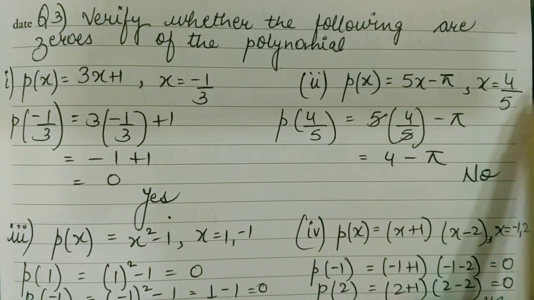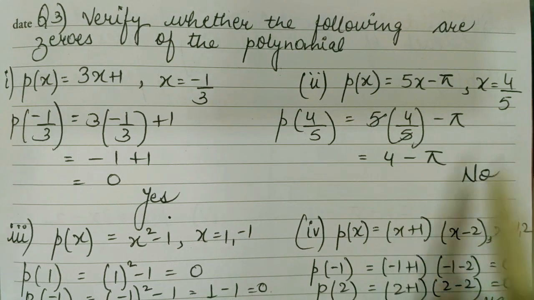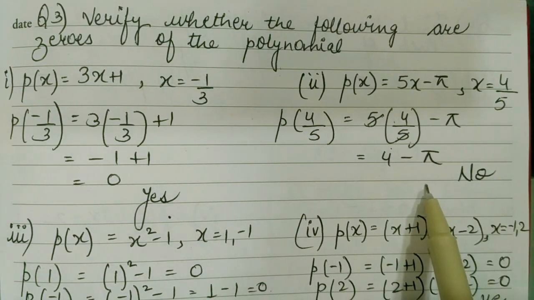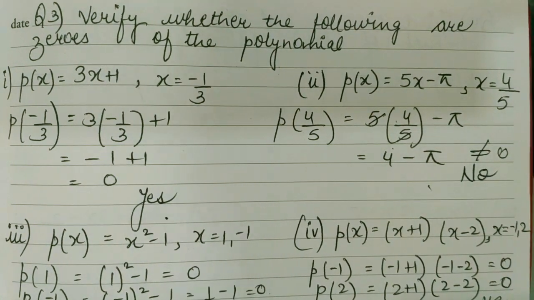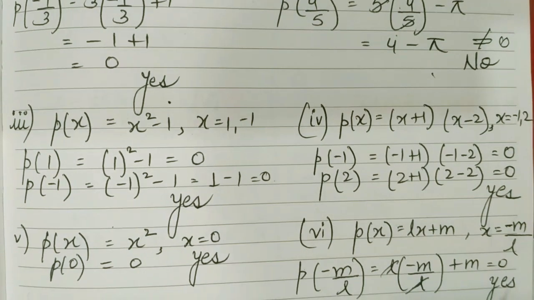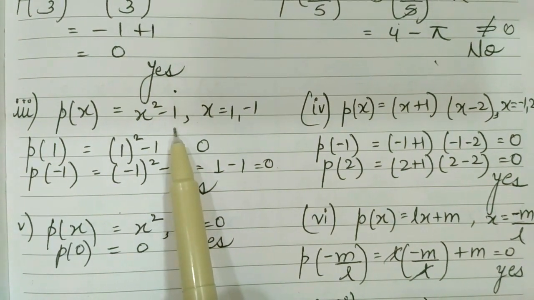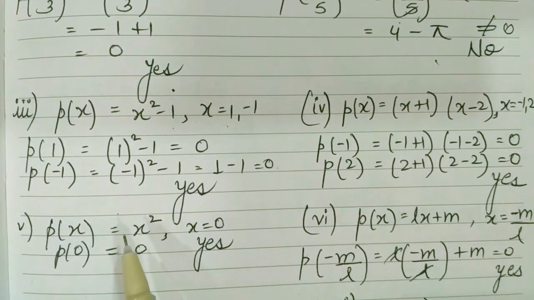When I am going to put x equals to 4 by 5 in the given polynomial, what I am going to get is 5 cancels, 4 minus pi. It is not equal to 0, so it is not a zero of the polynomial. Next is px equals to x square minus 1, and we have to check both at x equals to 1 and minus 1.